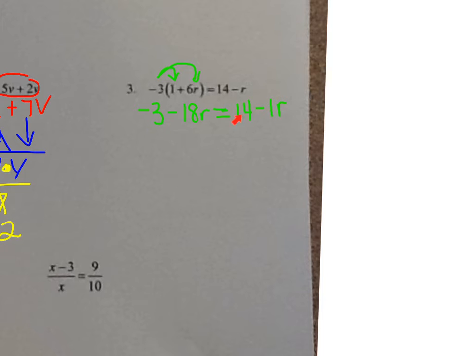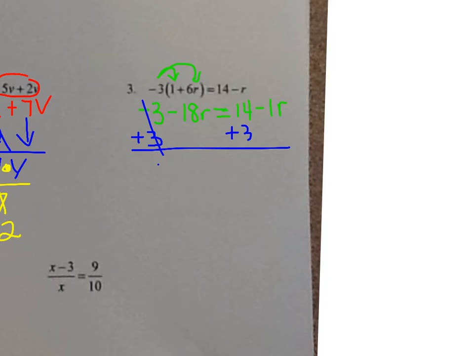So let's start with the numbers. We've got to move one of them. Usually it's easier to move the smaller one. So negative 3 is smaller than 14, so I'm going to start with negative 3. I'm going to add 3 to both sides because the opposite of a minus is a positive.